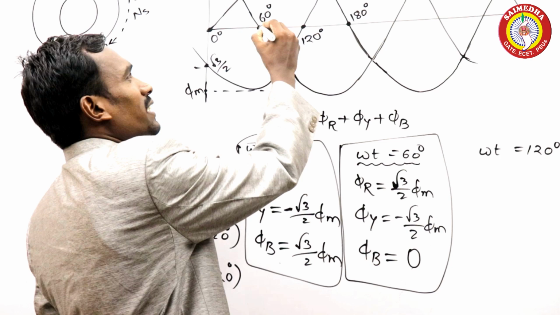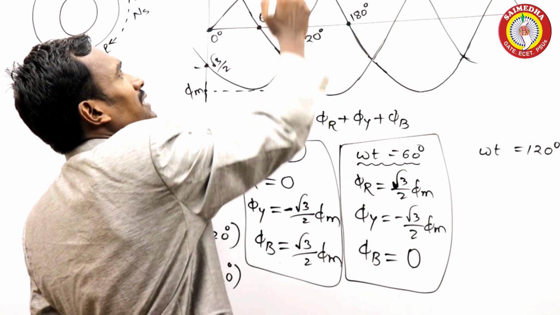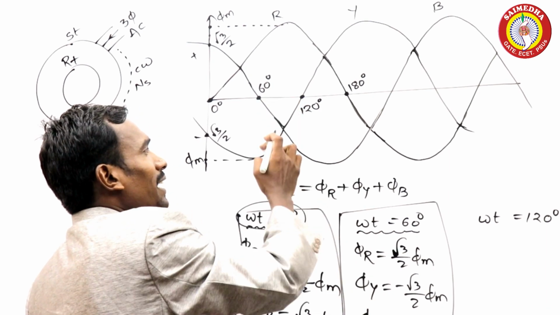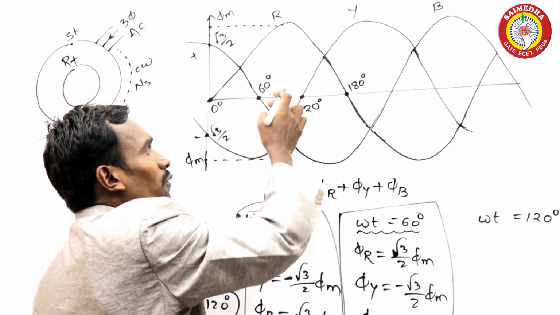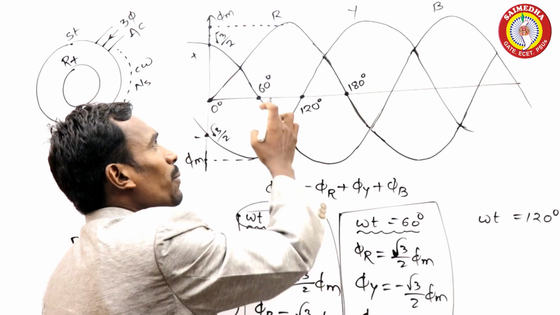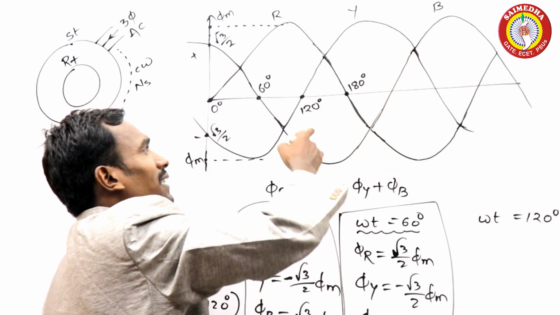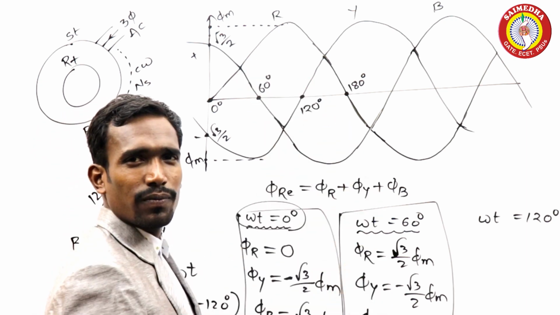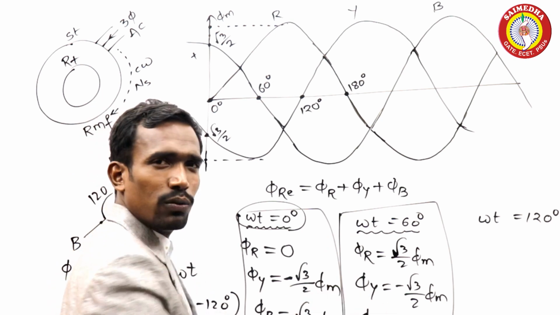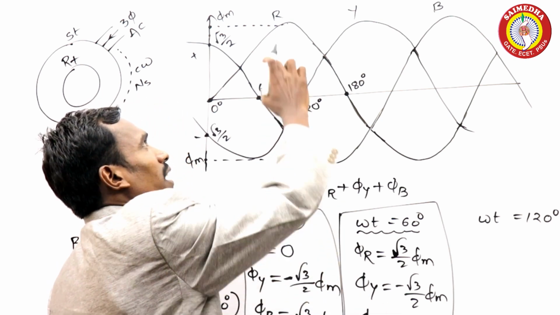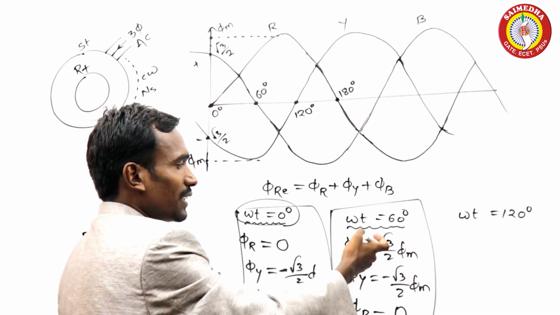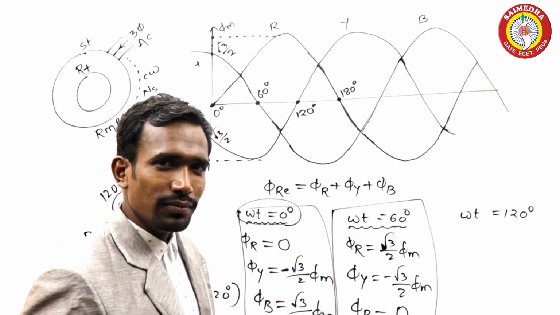At omega t equal to 60, see here, R phase is positive, Y phase is negative, and at omega t equals 60, the B phase is equal to 0. Omega t equals 60, R phase positive, Y phase negative, and B phase 0. That is what I written here.